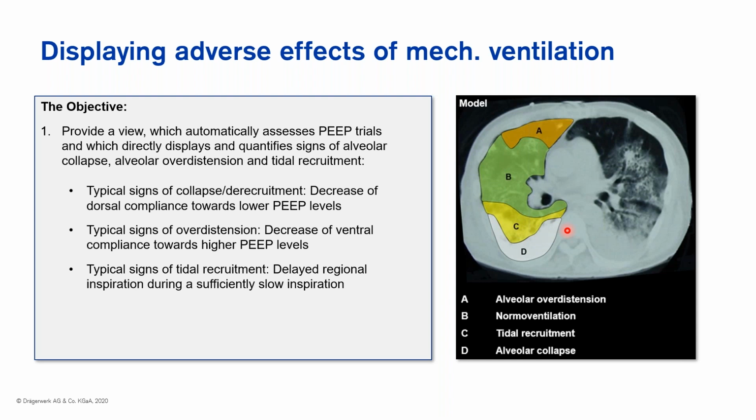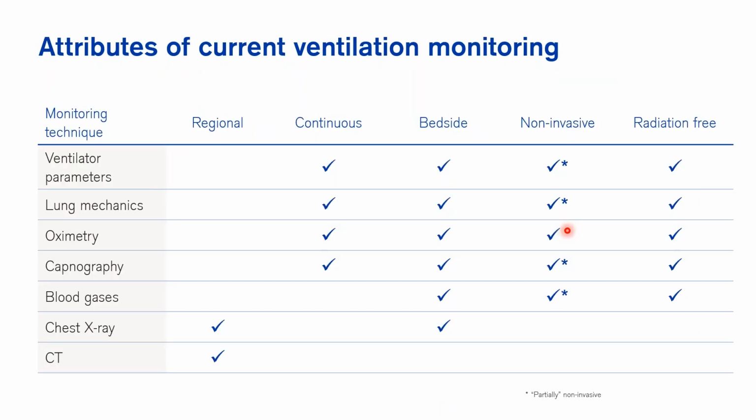We would also look for signs of overdistension, and for signs of tidal de-recruitment or delayed ventilation. But if we look at all of the modalities currently available in the ICU, like ventilator parameters, for example, yes, they are continuous at the bedside, non-invasive, and radiation-free, but they don't provide information about the regional ventilation distribution. Lung mechanics, same. Oximetry, similar. Capnography, similar. Blood gases are not continuous. They can still be done at the bedside, non-invasive, and radiation-free.